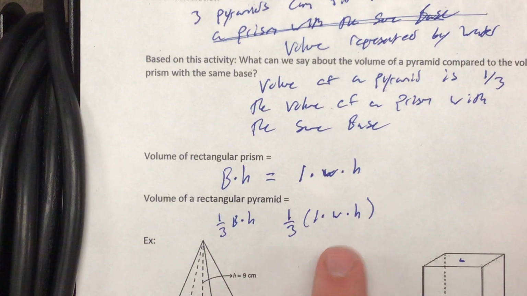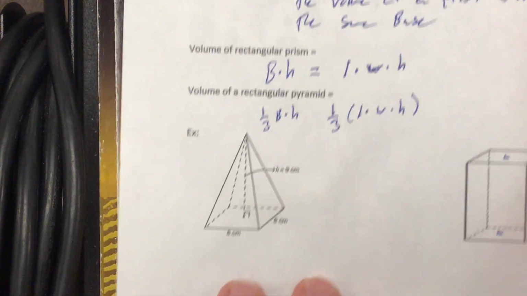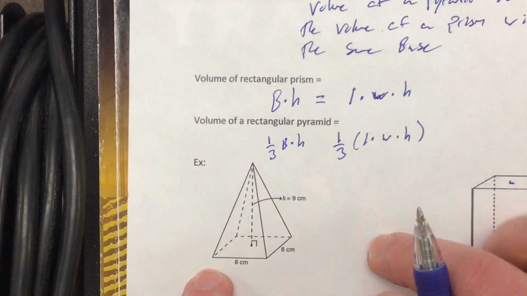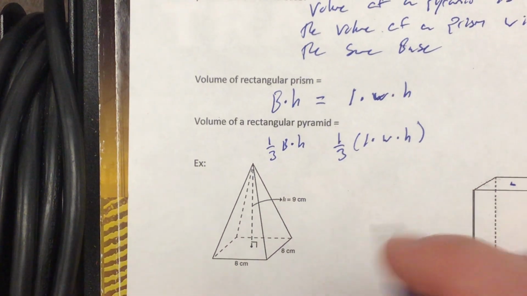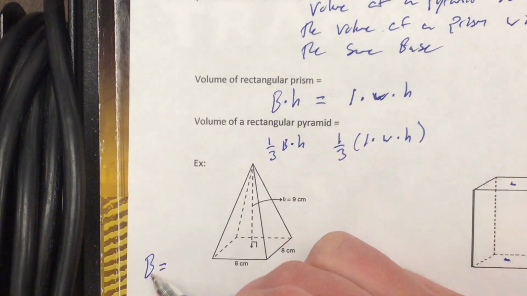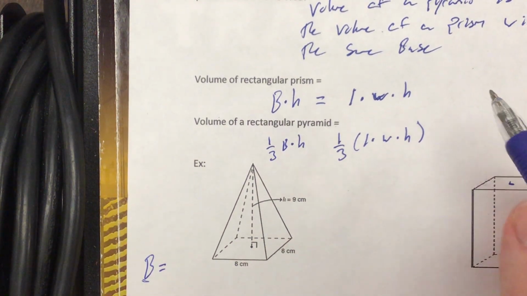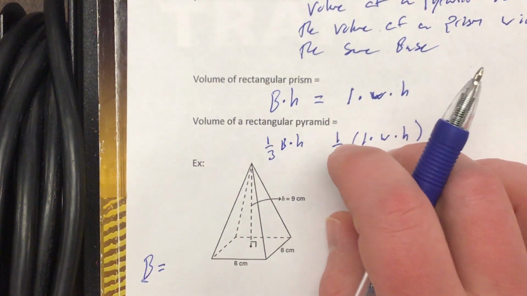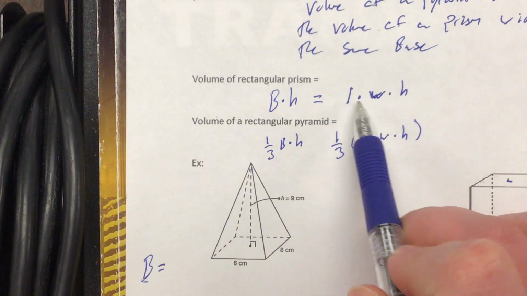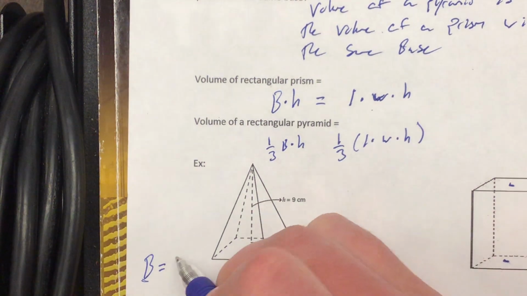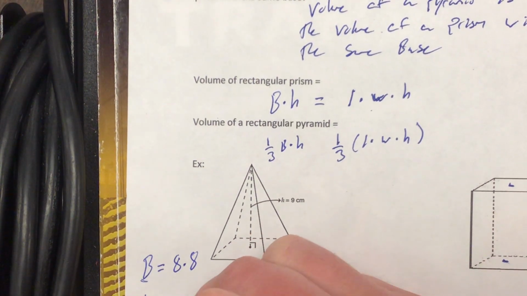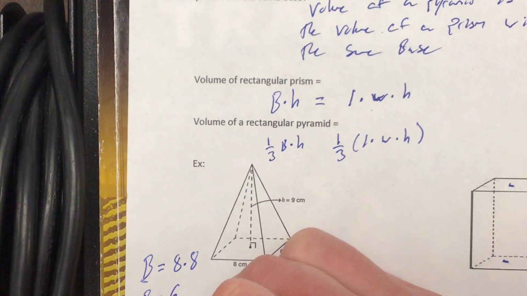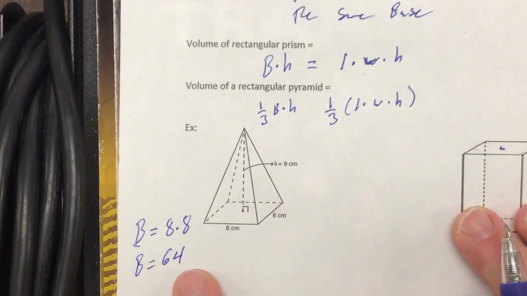All right, everybody okay with our formulas there? We got them down? Let's try it now. We're going to find the volume of this pyramid. How do we find our base? Length times width. So this time it's 8 times 8. Our base is 64.